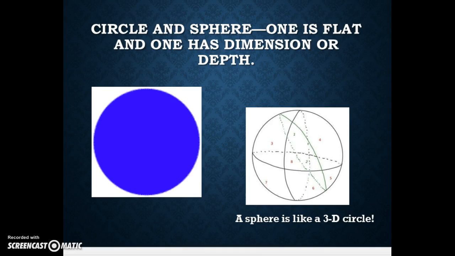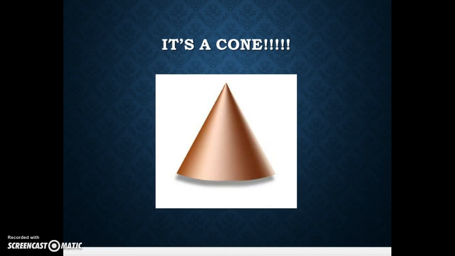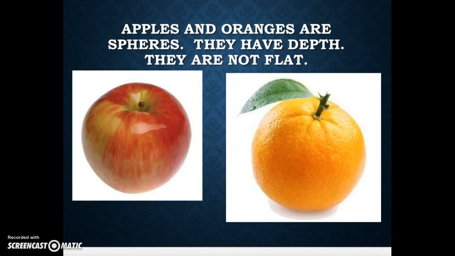Circle and sphere. One is flat and one has dimension or depth. A sphere is like a three-dimensional circle. A triangle is another flat shape. What is the three-dimensional shape of a triangle? It's a cone. Apples and oranges are spheres. They have depth. They are not flat.